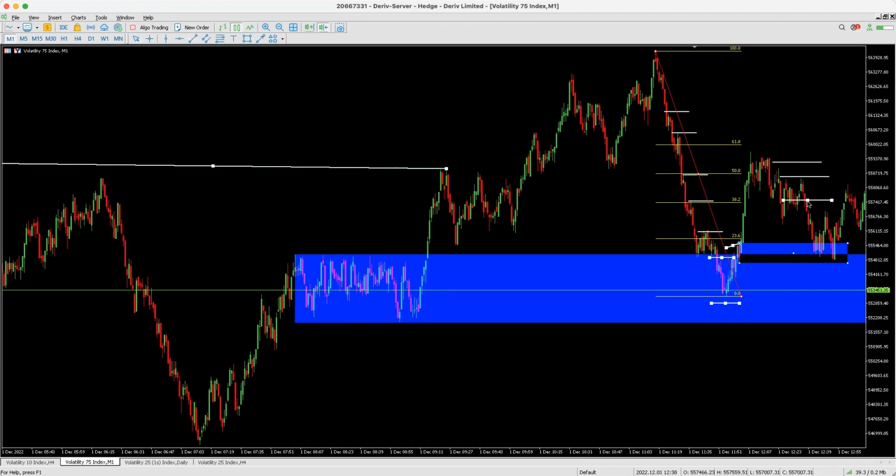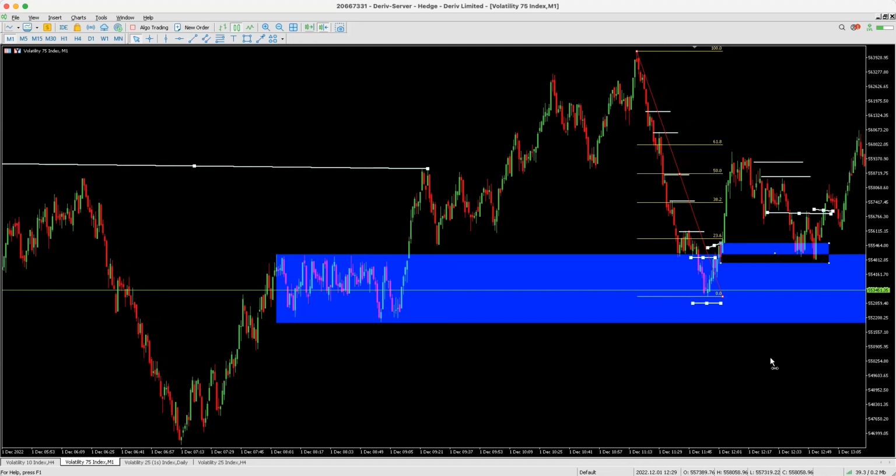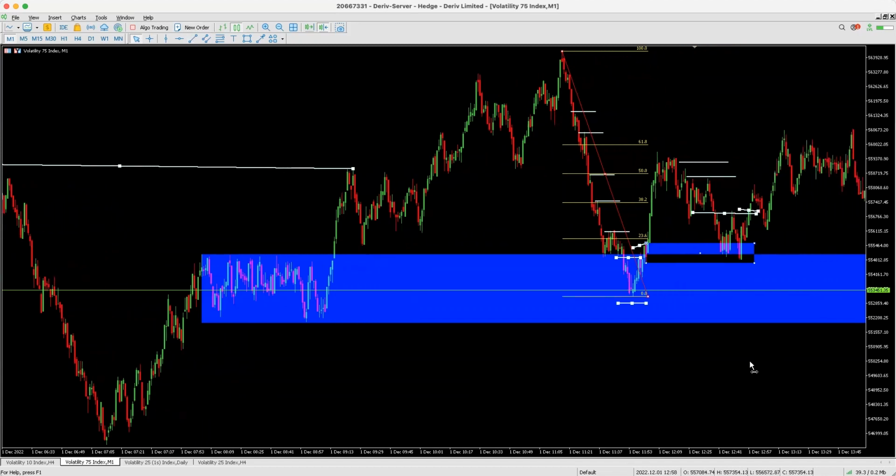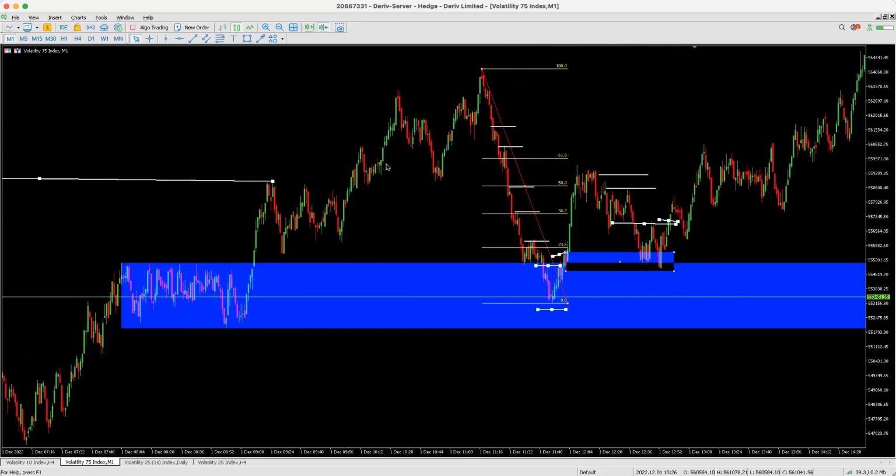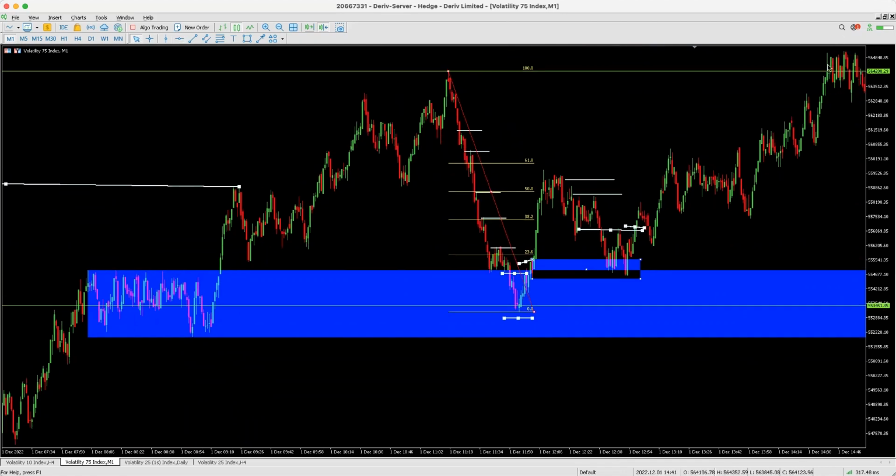Sellers are still in control. They came back here, they dropped again, and then boom, they breach right there. That's the breach, that's your entry. You can enter again, and then look at what happened. That's the 100% line right there. Boom, TP hit. That's your scalp.